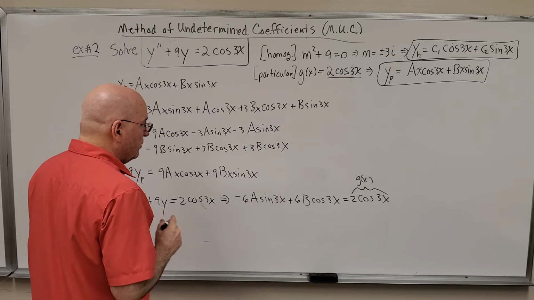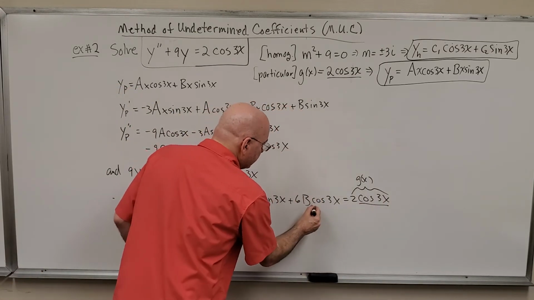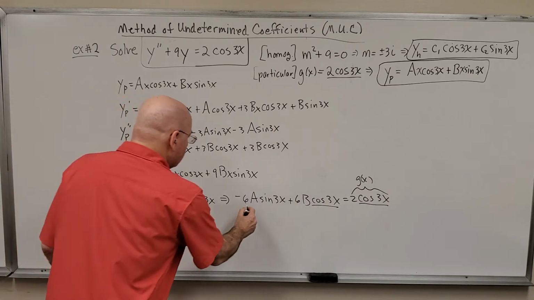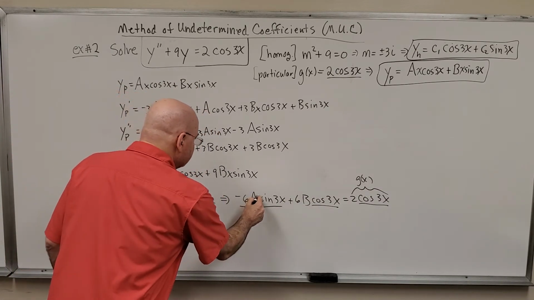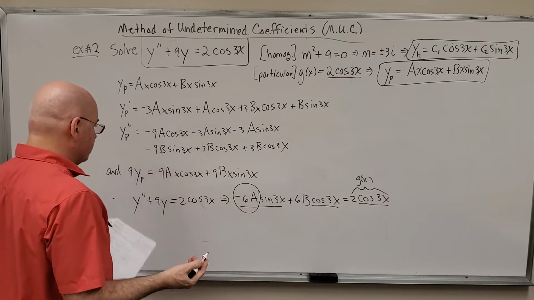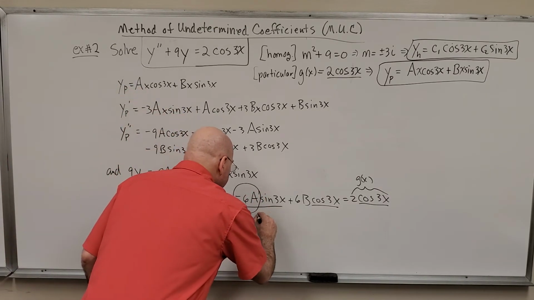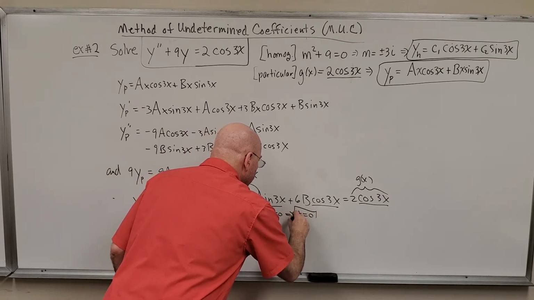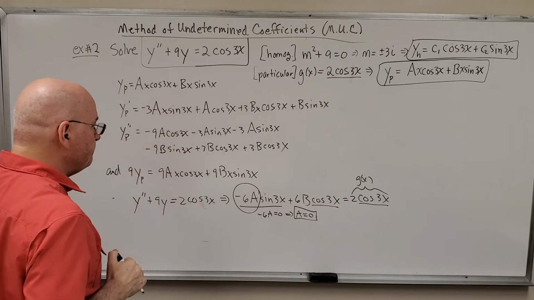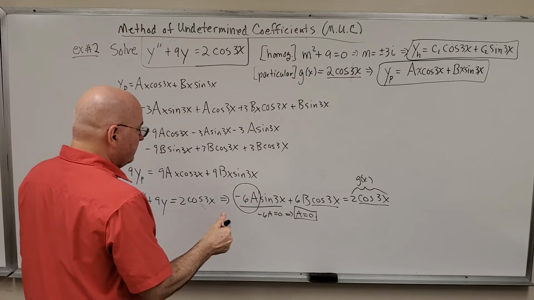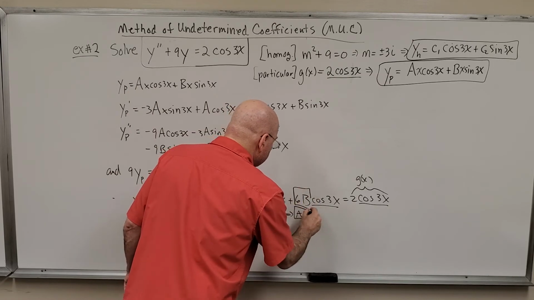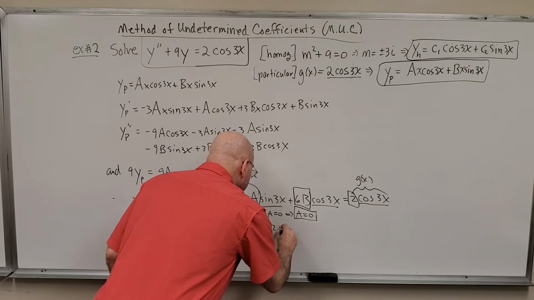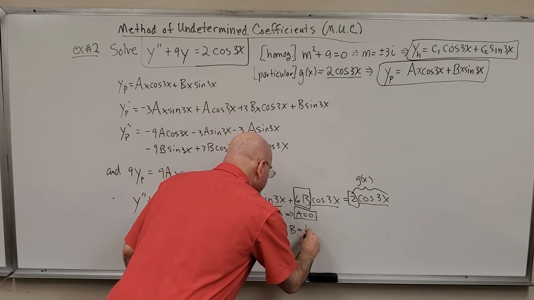Okay, so we have a cosine 3x here, and we have one right here, but we don't have a sine 3x on that right-hand side, so this is going to be pretty easy. That means that this coefficient of sine 3x is going to be 0. So negative 6A equals 0 implies A is equal to 0. And then this will be simple: 6B is equal to 2, which implies that B is equal to 1/3.